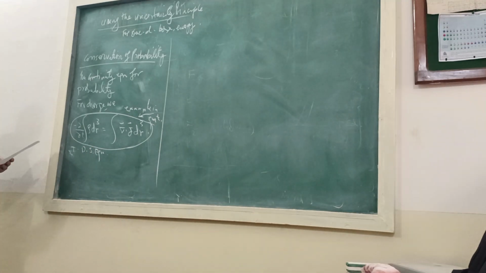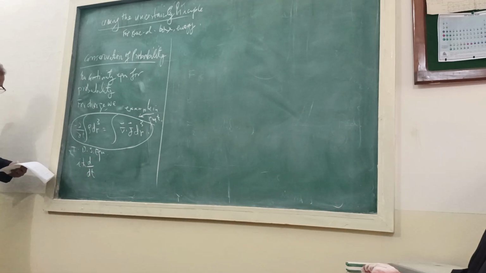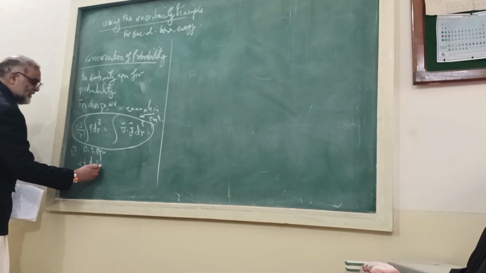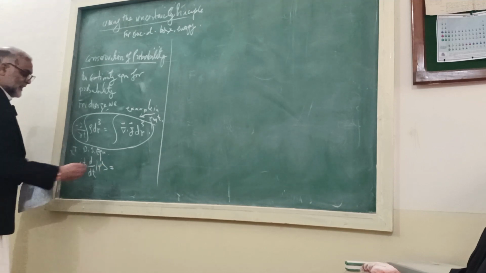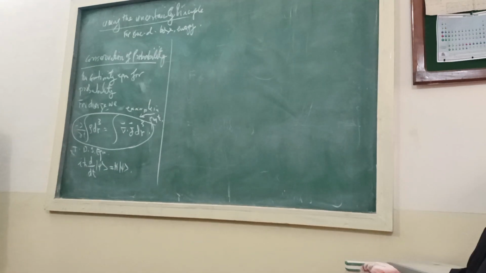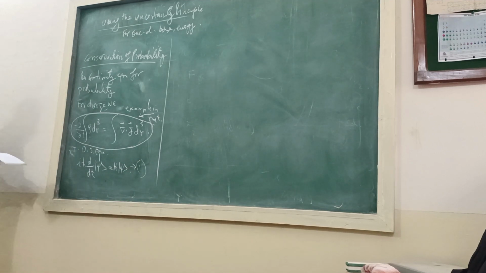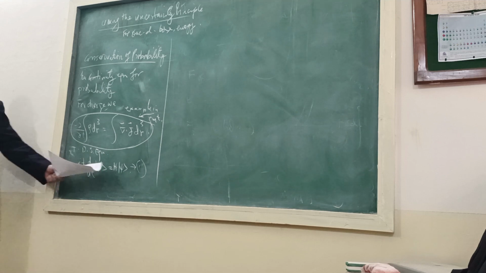So the time-dependent Schrödinger equation, right? i h-bar d by dt in one dimension, psi is equal to H psi. This is the Schrödinger equation: i h-bar d by dt of psi is equal to H psi, where H is the Hamiltonian, which is the total energy. Let that be equation number 1.